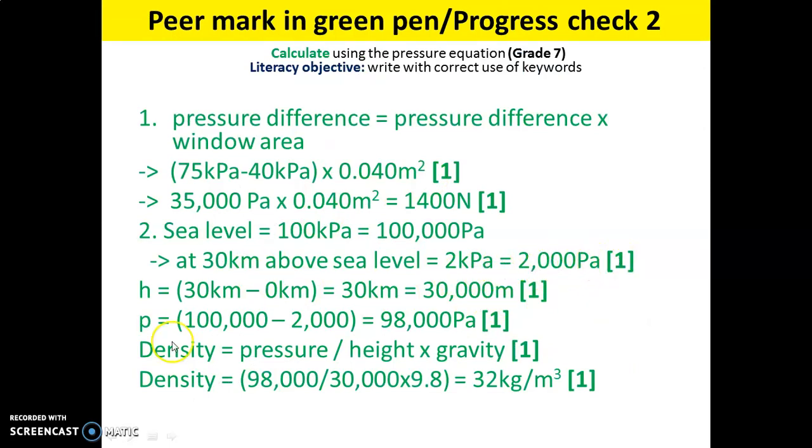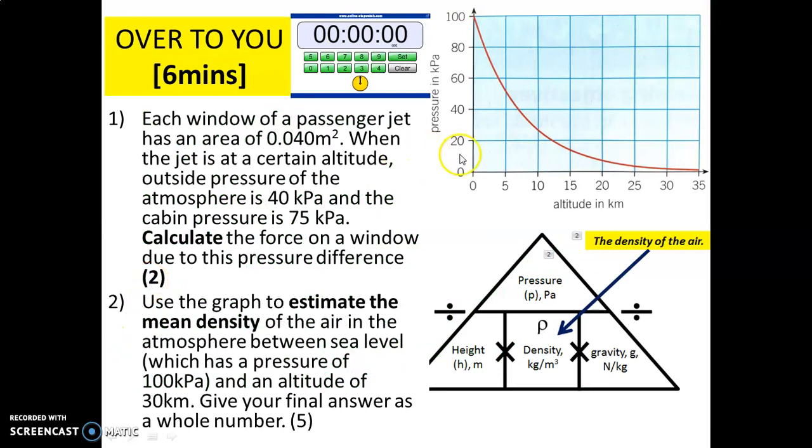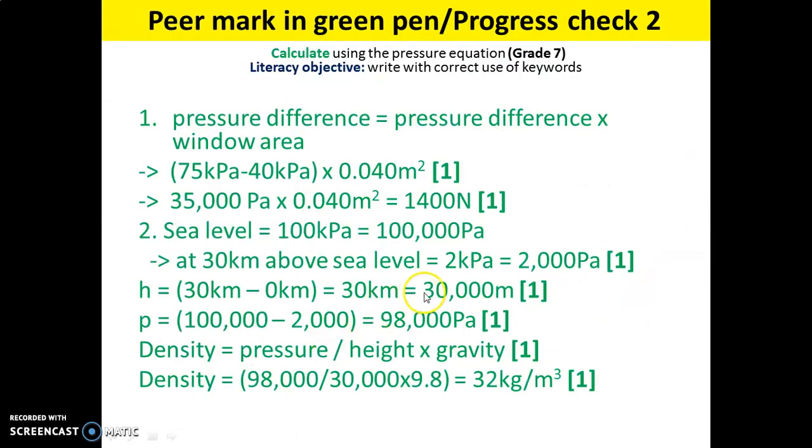That's Mark 1. Mark 2, I need to work out the difference in height. So I've been told sea level, which is 0 kilometers above sea level. So that altitude there is 0 kilometers, and an altitude of 30 kilometers. Well, the difference between 30 and 0 is 30 kilometers. So 30 minus 0 is 30 kilometers. That stays the same, but it has to be in meters. Times it by 1,000, and you get 30,000 meters. That's your second mark, Mark 2.